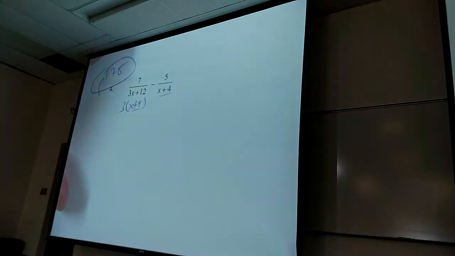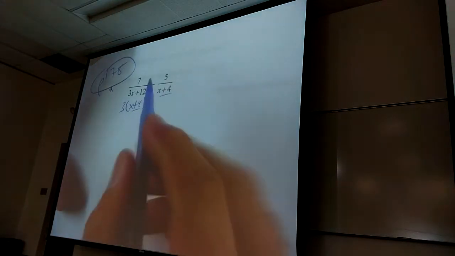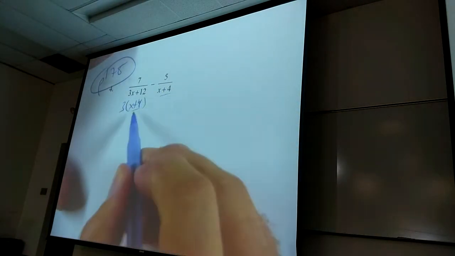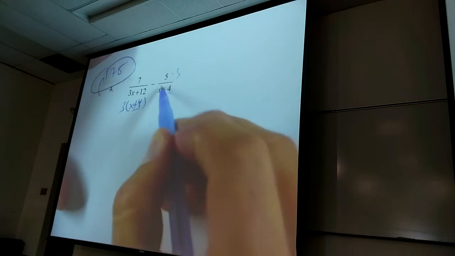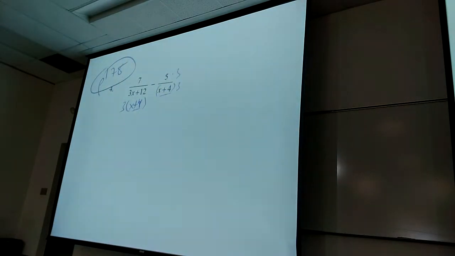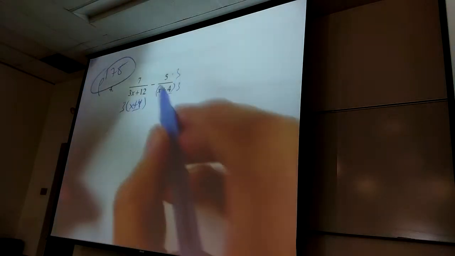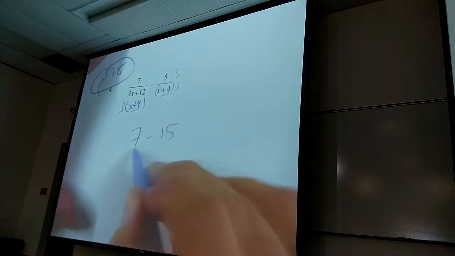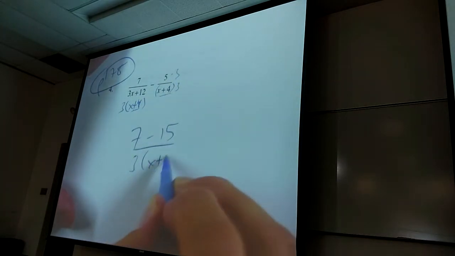There's a couple things I just talked about, the kind of mistakes you can make when there's a minus in the middle. If you factor, you can see they both have x plus 4. This one's missing a 3, so you give it a 3. It's just so nice. You give them what they're missing, and then of course they end up being the same. So now, what do I get here? I get 7 minus 15 over 3 times x plus 4.